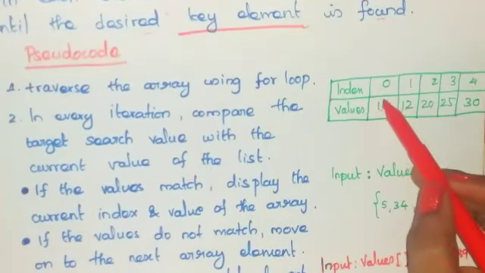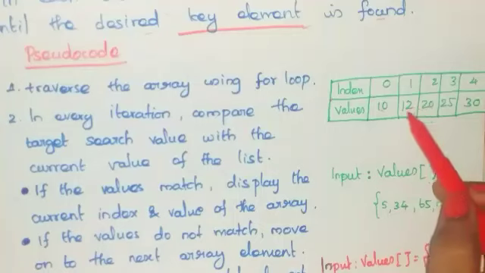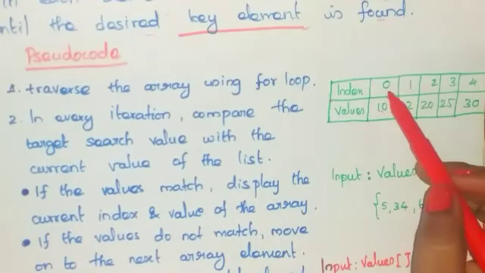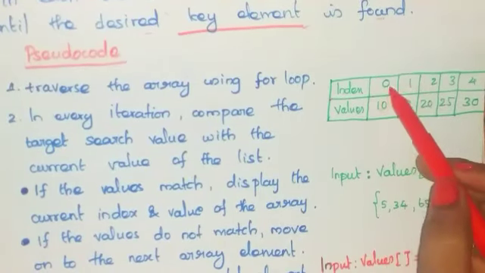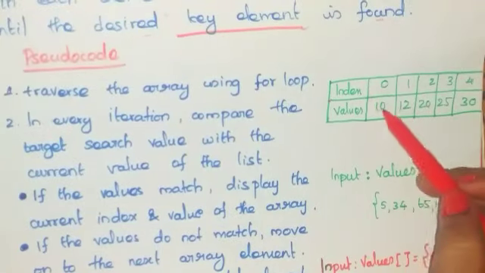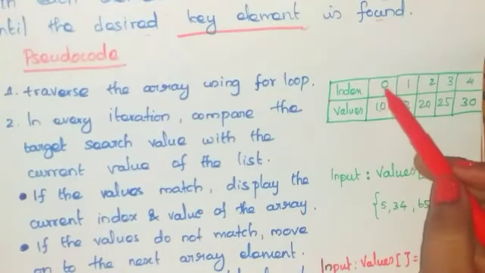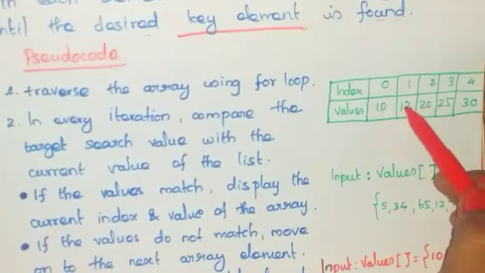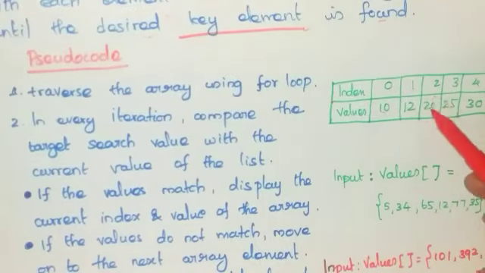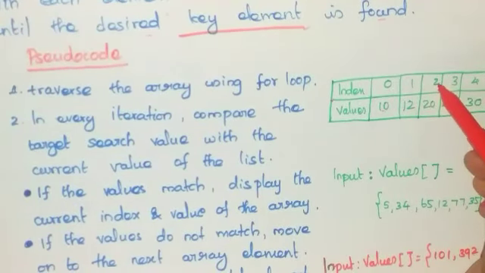For this element, the index position is 0. For this element, the index position is 1. In an array, the index positions always start from 0. So the first element is stored in index position 0, the next element in index position 1, and the third element in index position 2.